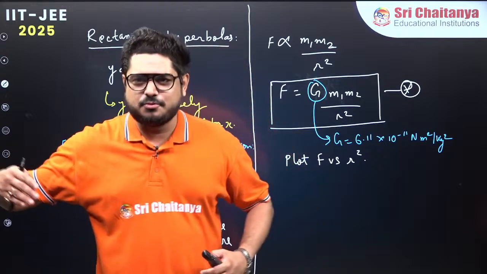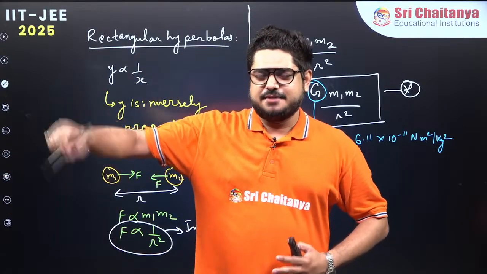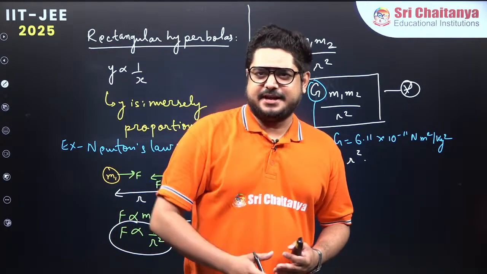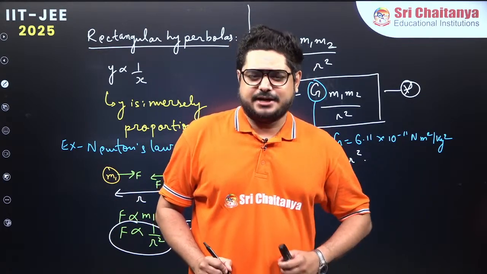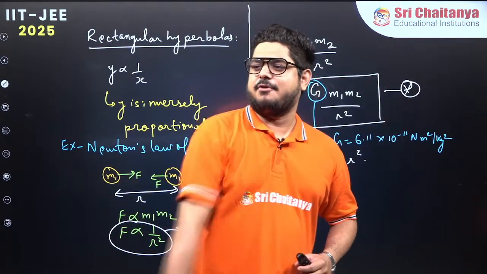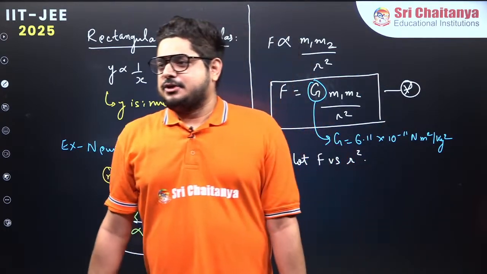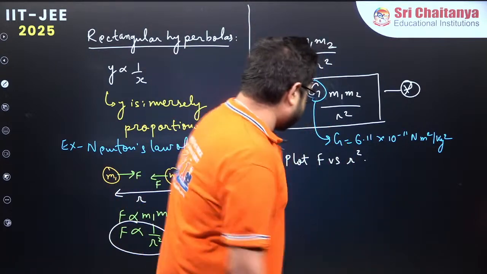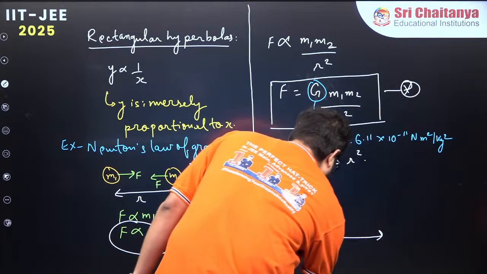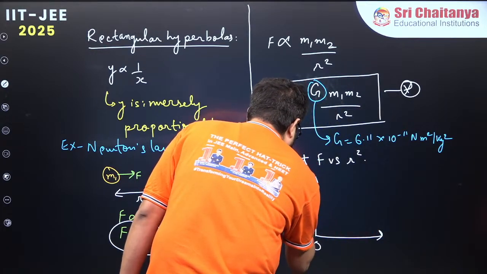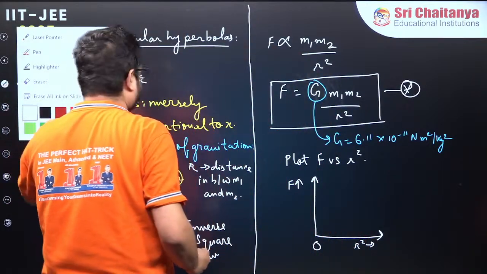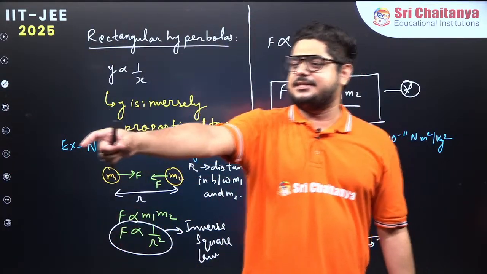As you keep moving away from the source which is generating some gravitational or electric field, you will experience a weaker force. So what's going to be the nature of the graph? Let's try to plot F versus R square. Can anyone tell me the nature of the graph? Write it down over there in the chat box.